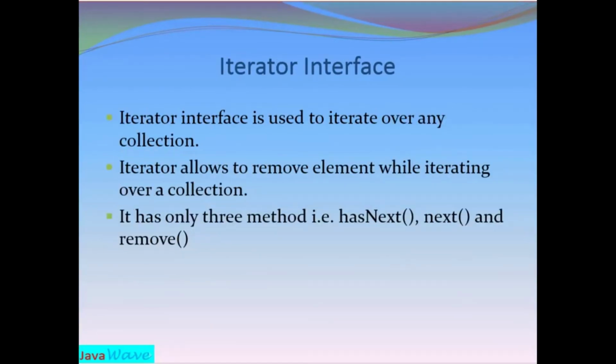Iterator interface. Iterator interface is used to iterate over a collection, and it allows removing elements while iterating over a collection. And it has only three methods: hasNext to find out if any next value is available, next to get the next value, and remove to remove a particular value.